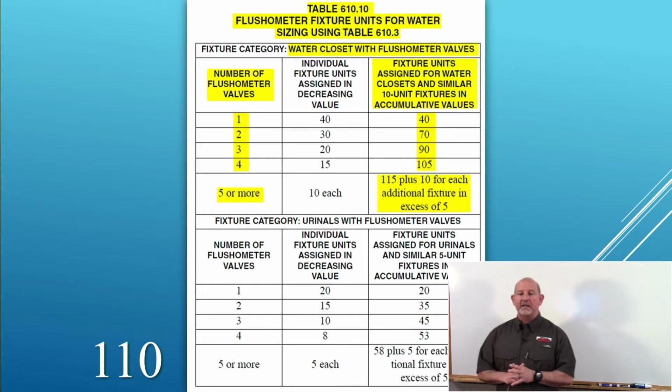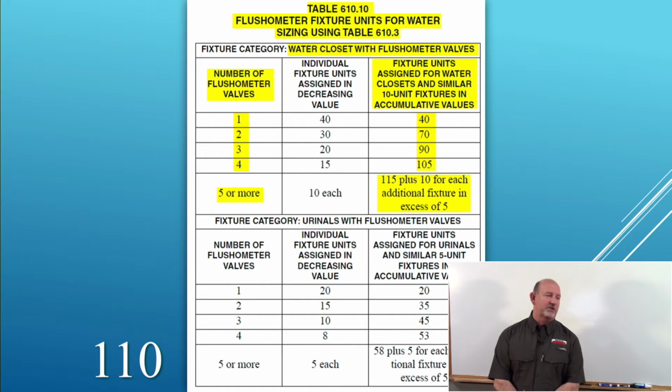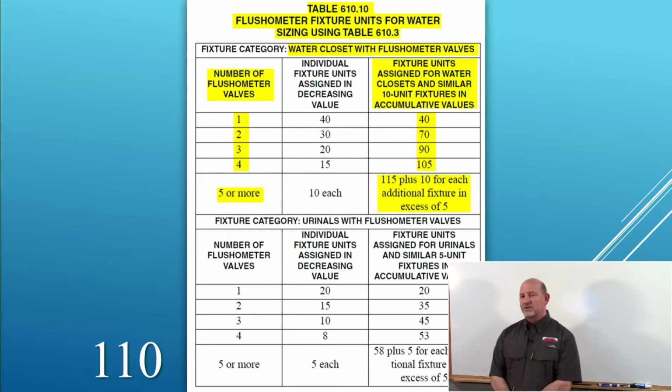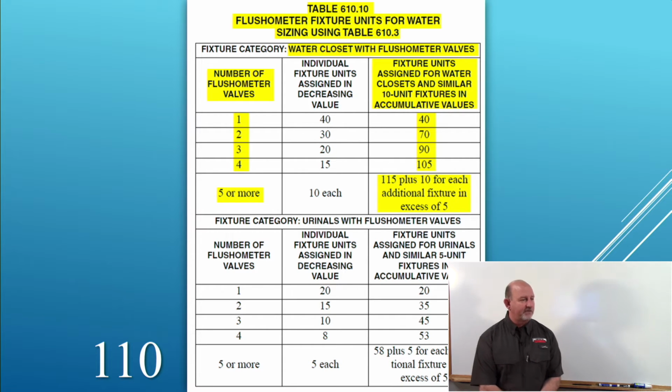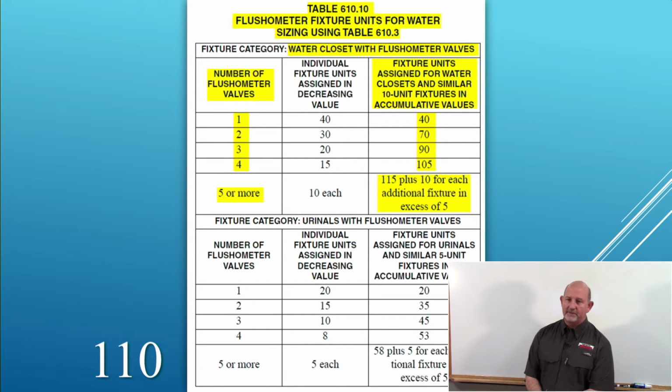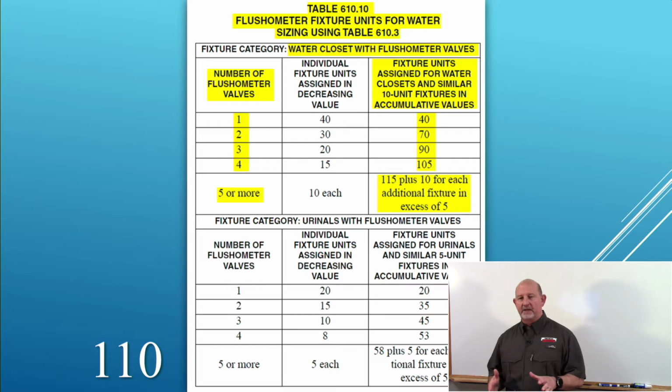So again, first thing I want you to know here, notice here, table 610.10. First, I want you to notice there's 2 tables, right? So remember, the rule is never look at a table till you first read the name. Flushometer fixture units for water sizing using table 610.3. So again, these are flushometer fixture units for water sizing, right?